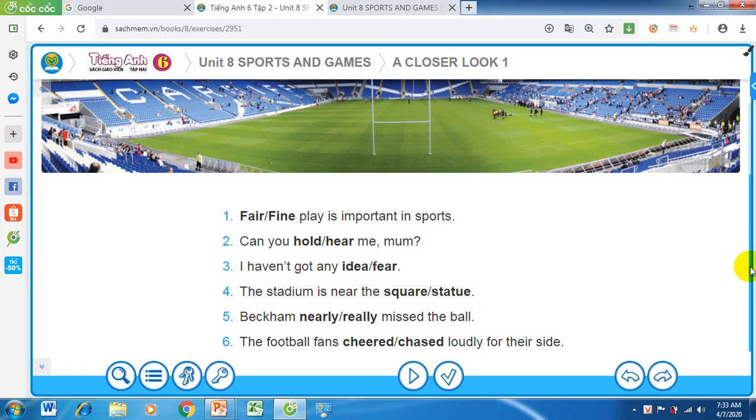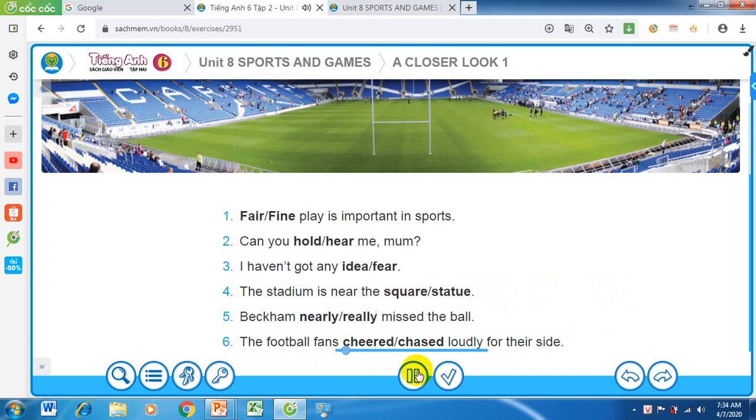Yes, we move to part 6. Now you will listen and underline the right word you hear. For example, number 1, we have 2 words here, but you only circle the first word or the second word. The same for number 2, number 3. Number 1, fair or fine. Number 2, out or here. Number 3, idea or fear. Number 4, square or statue. Number 5, nearly or really. And number 6, cheered or chased. Okay. Now listen.